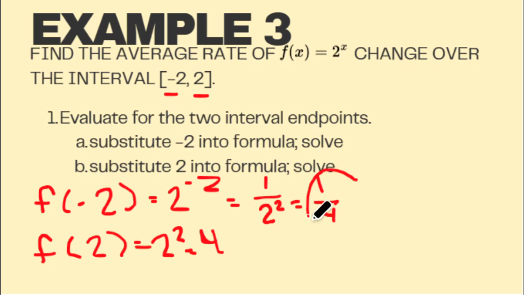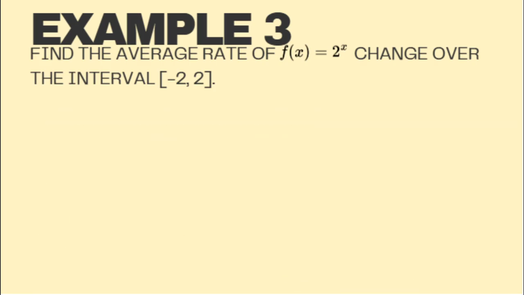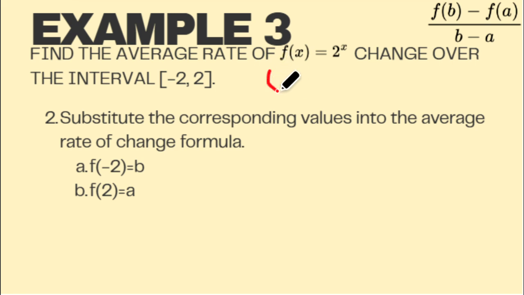So our first rate of change is 1/4. Our second rate of change is 4. That's for the two endpoints. So the first point is going to be -2 and 1/4 because we found the y endpoint. We were solving for y. And the second one is going to be +2 and 4. Now we have our 2 points. So we're going to plug it into this formula to solve.